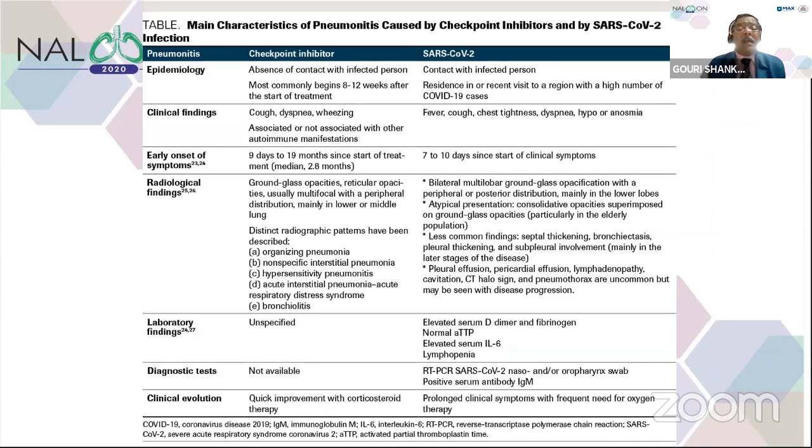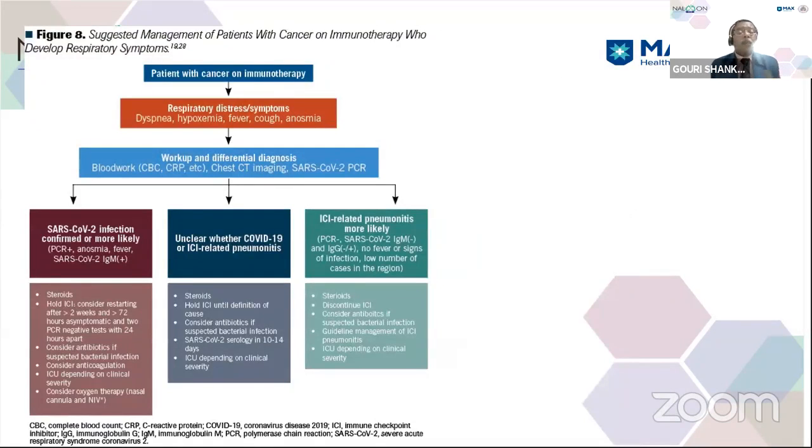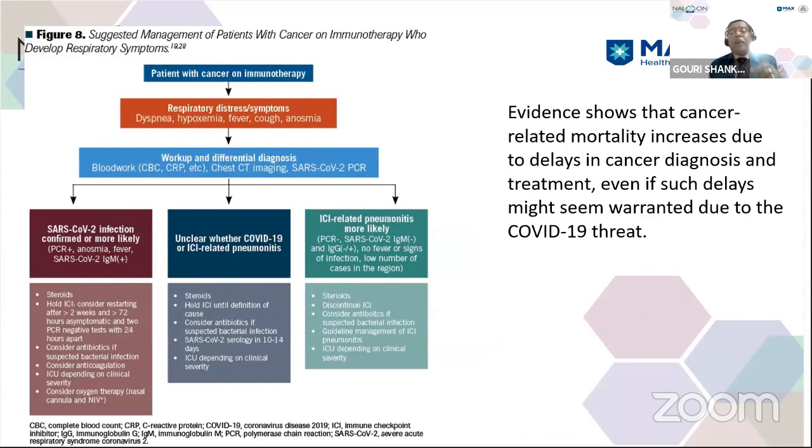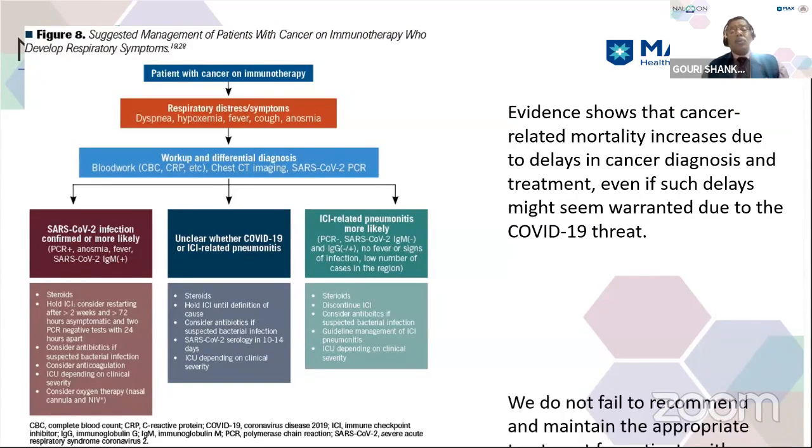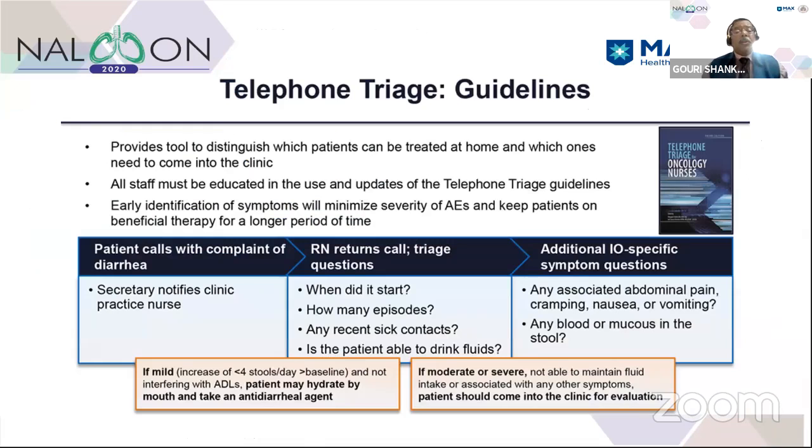Before I end, let me tell you, there is a difference between the disease caused by checkpoint inhibitors and COVID. This is from a publication of yesterday, in fact. Please check your D-dimer, normal TTP, elevated IL-6, and lymphopenia to come to the diagnosis of SARS-CoV-2 in a patient who is taking immunotherapy. That's just to show you how we would approach it. And remember, evidence shows that cancer-related mortality increases due to delay in cancer diagnosis and treatment during COVID. So don't do that. We do not need to stop immunotherapy because there's no data.